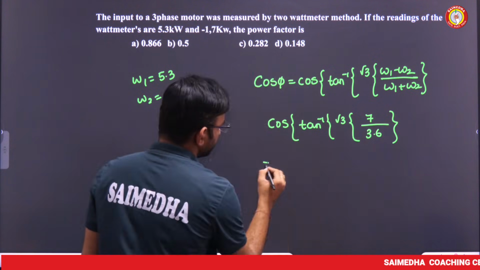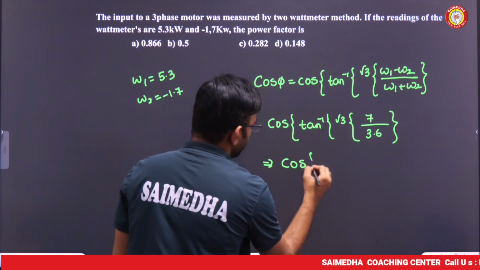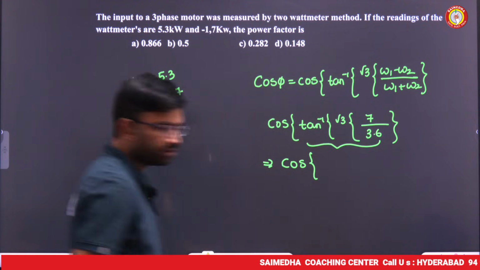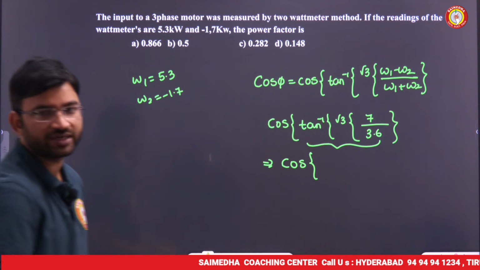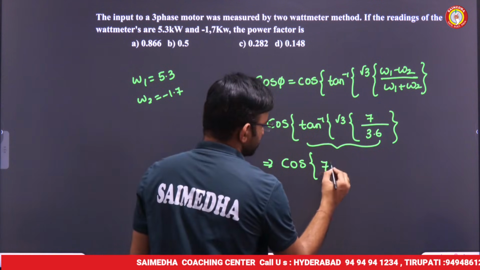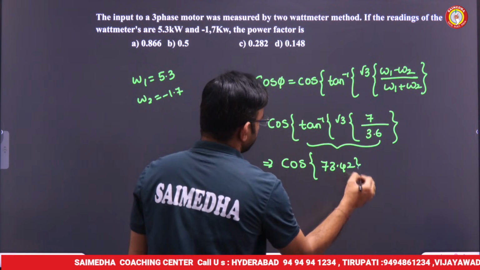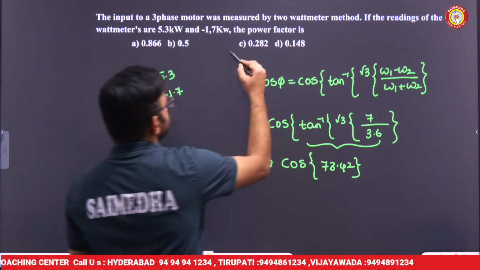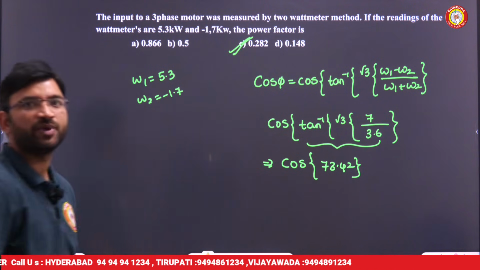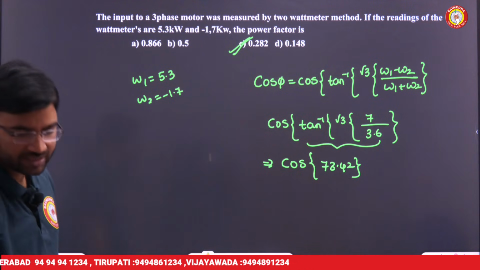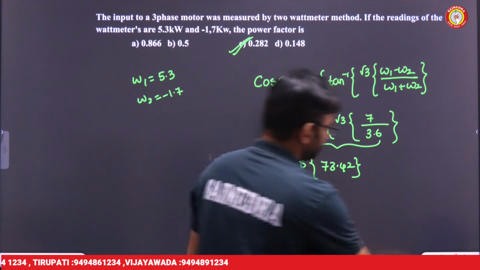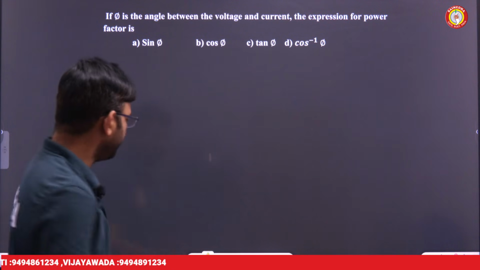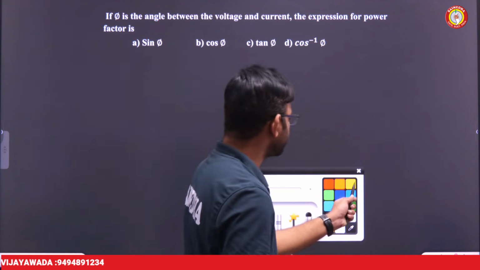So after that, try to find out the value of this. This value approximately you will get as 73.42. So when you apply cos to this one, you will get around 0.282. This is the value you will get after calculations. This is a simple, small question.